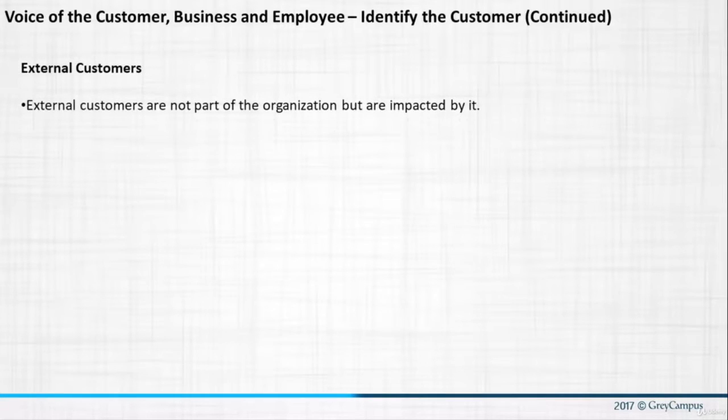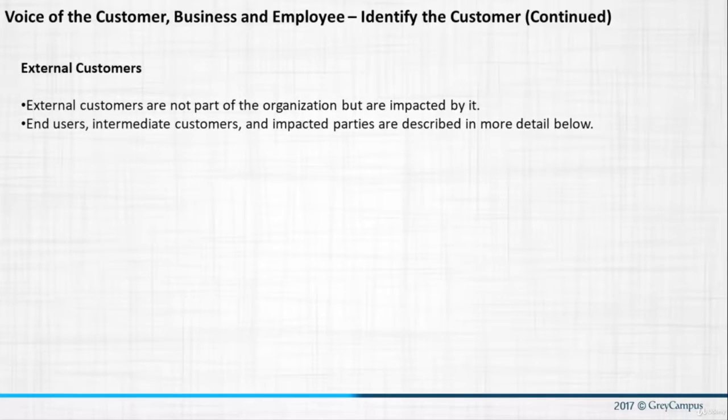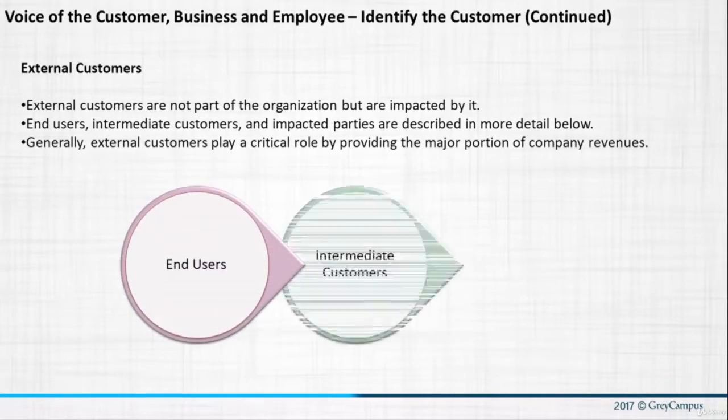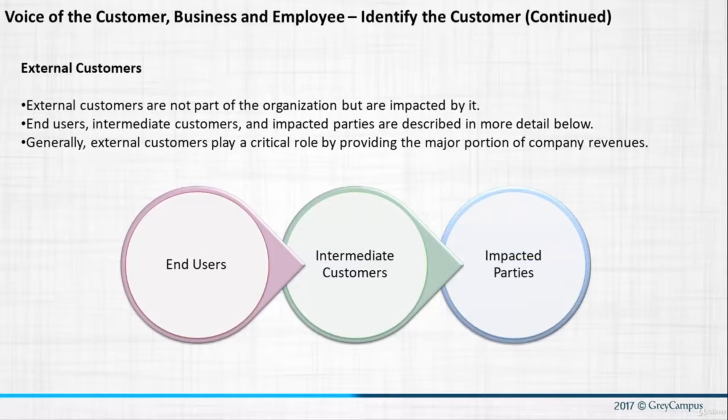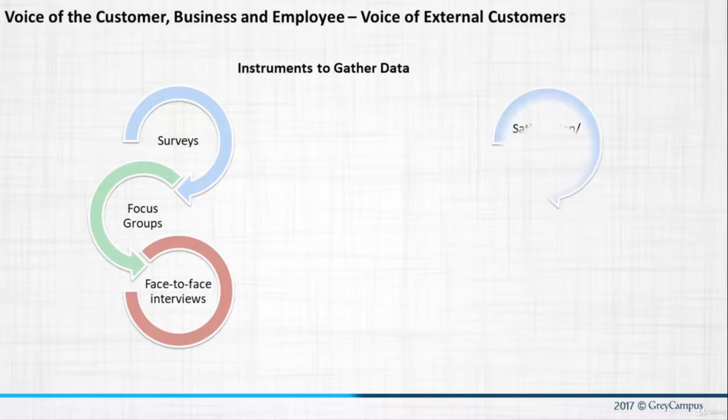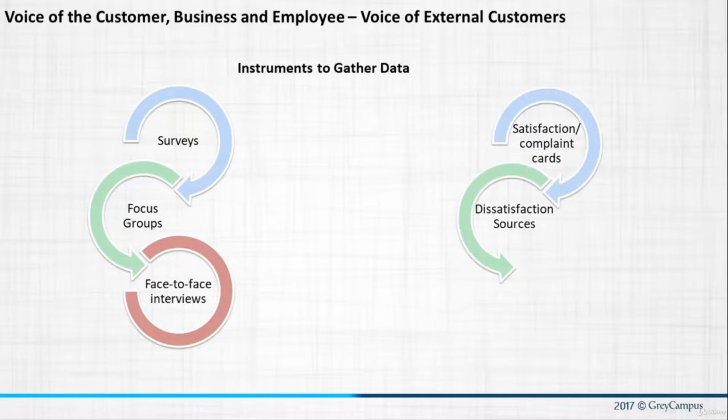External customers are not part of the organization, but they are impacted by the processes within that organization. They can be end users, intermediate customers, or any impacted parties that are affected by the business itself. There are different ways to gather voice of the customer, or VOC, from external customers. You have to identify what you're trying to get from the customer.